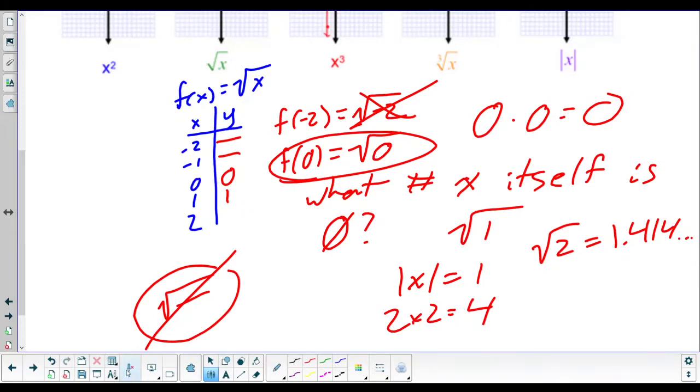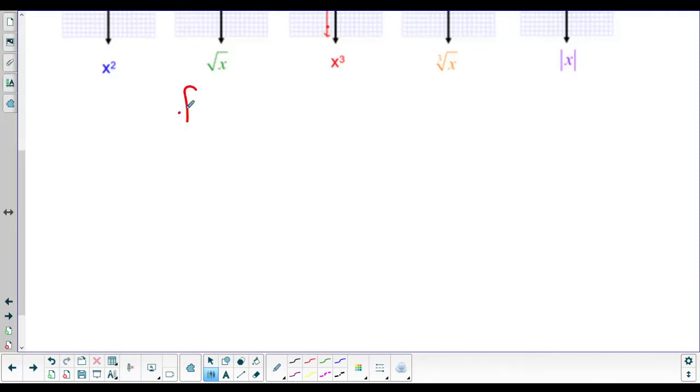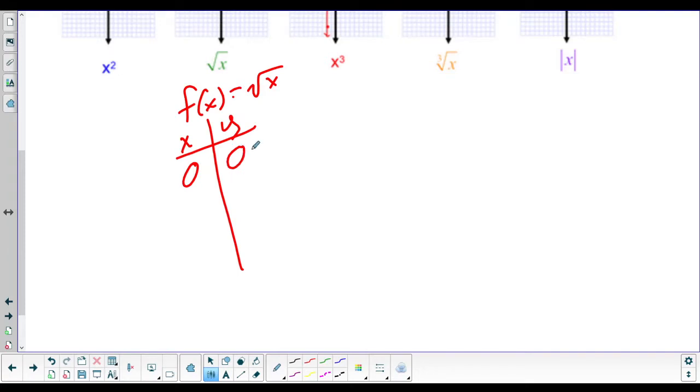So let's go back and try this one more time. If we want f of x equals the square root of x, let's pick x's that are easy to plug in. You can write this down. Okay, well, we know the square root of 0 is 0. Square root of 1 is 1. 2 doesn't work. 3 doesn't work. How about 4? Do we know the square root of 4? Yeah, it's 2. What's the next perfect square number?